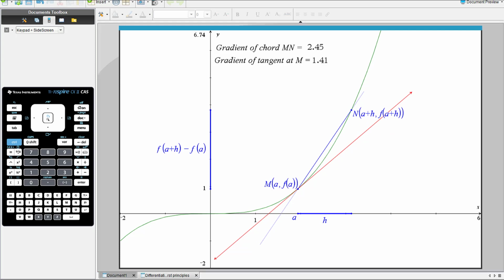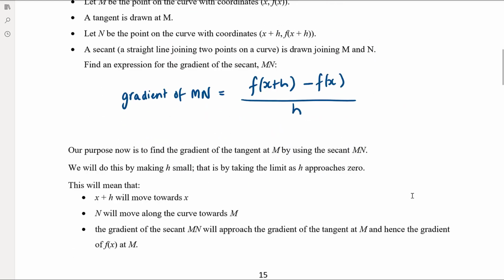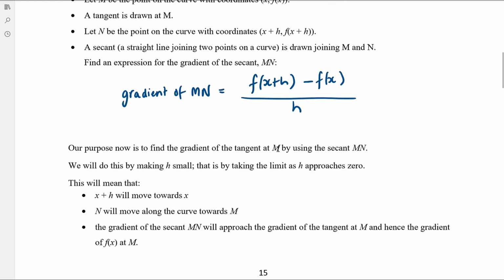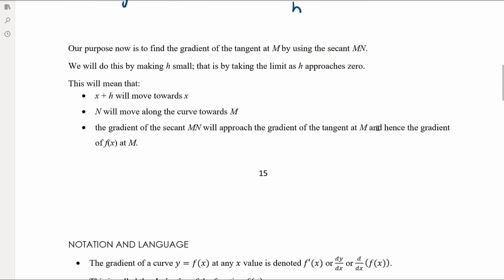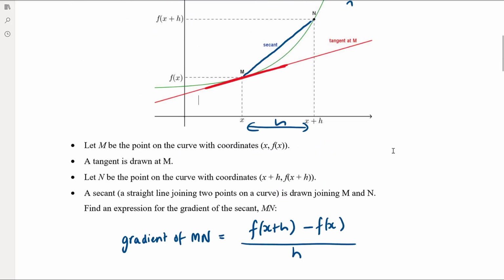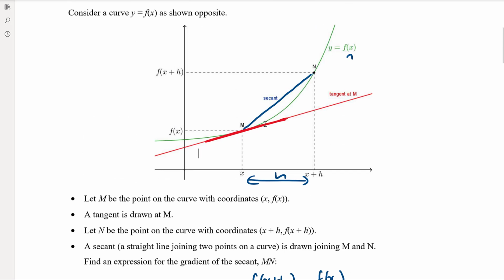Okay, let's go back over to our notes, and that's written out here. Our purpose now is to find the gradient of the tangent at M by using the secant MN, and we'll do this by making h small, that is, by taking the limit as h approaches 0. As we make h small, x plus h gets closer and closer to x, therefore N gets closer and closer to M along the curve, and therefore the gradient of the secant gets closer and closer to the gradient of the tangent. Hence the limiting value will be equal to the gradient of the tangent.